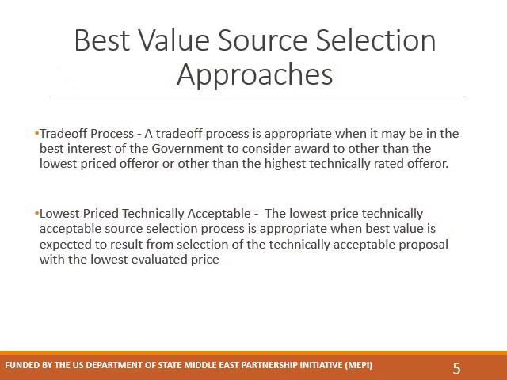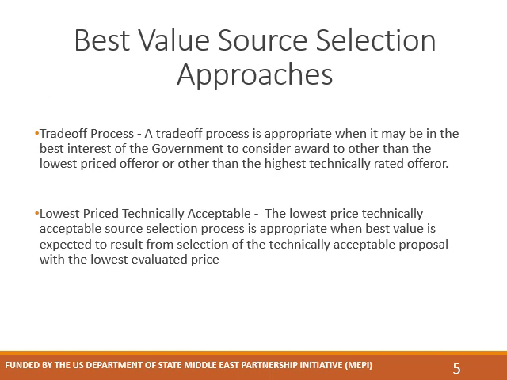Here are two different best value source selection approaches. The first is the trade-off process, and the trade-off process is appropriate when it may be in the best interest of the government to consider award to other than the lowest priced offer or other than the highest technically rated. In other words, you are making a trade-off between the differences in those proposals and what those differences mean to the government and the differences in the cost or price between the different proposals.